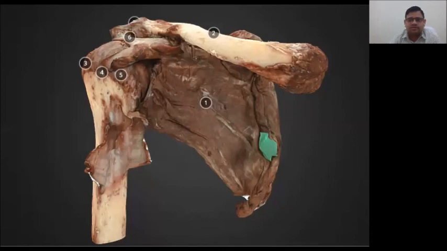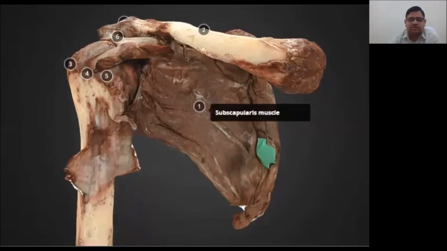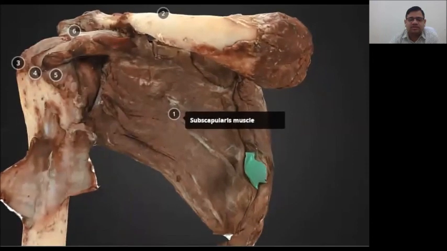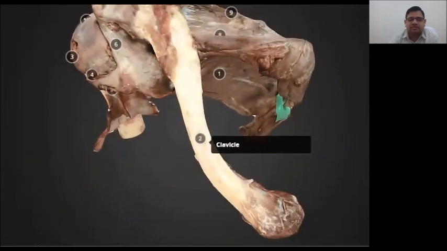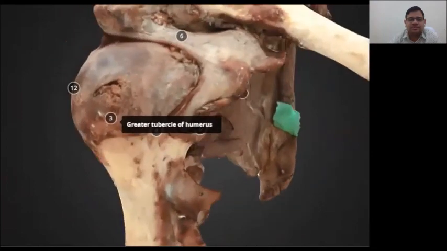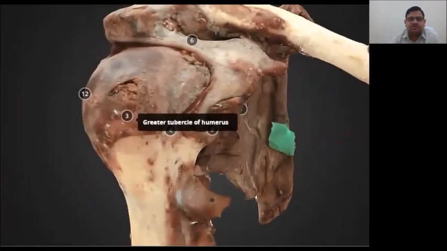So here in this particular diagram, we are going to see a 3D view of the things. So you can see one by one. This is the subscapularis muscle, which is present in the subscapular fossa from the anterior side. If you see, this is the clavicle bone, that is a subcutaneous bone present in the pectoral region. Now you can see the greater tubercle of the humerus.